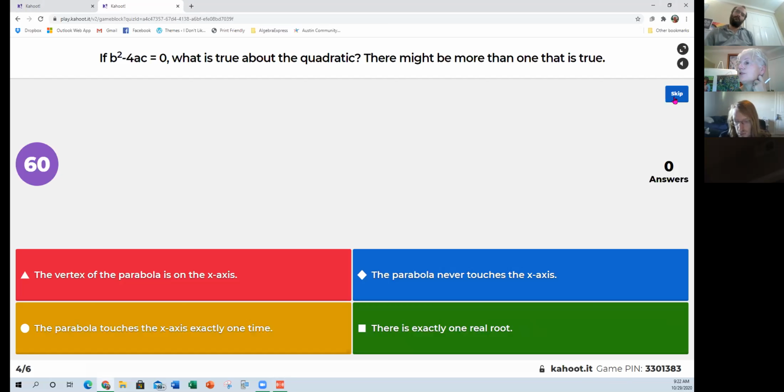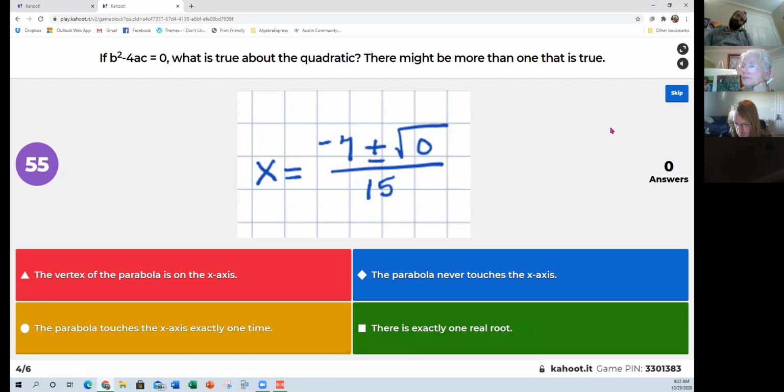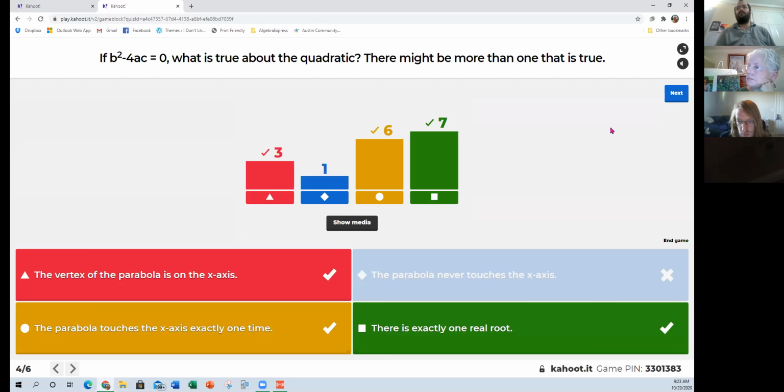If b squared minus 4ac equals 0, what's true? Okay, so there are 3 correct answers.